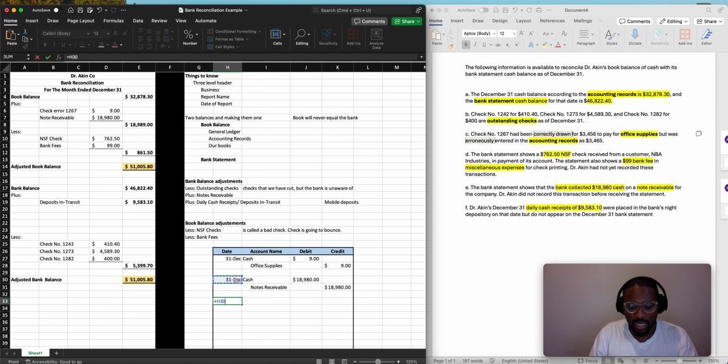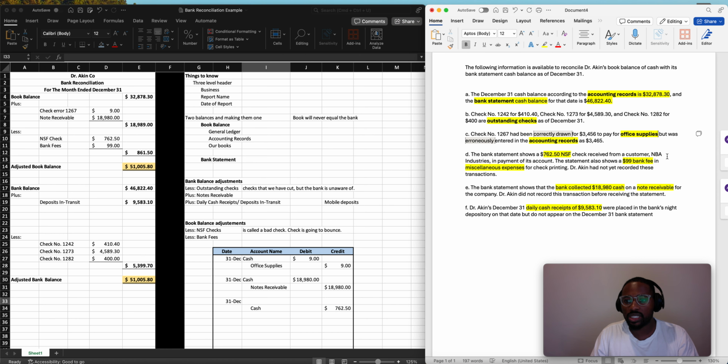Then we're going to move to the next one. So look at what's happening now. There's a shift. We're in the less section of cash. So how do we reduce cash? We credit. So we already know that the second half of the journal entry is going to be a credit. And if we're looking at the NSF check specifically, it is going to be for $762.50. So we know, again, that we're going to credit cash for $762.50.